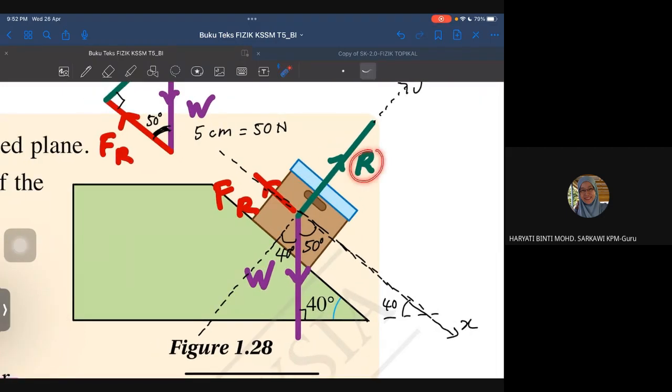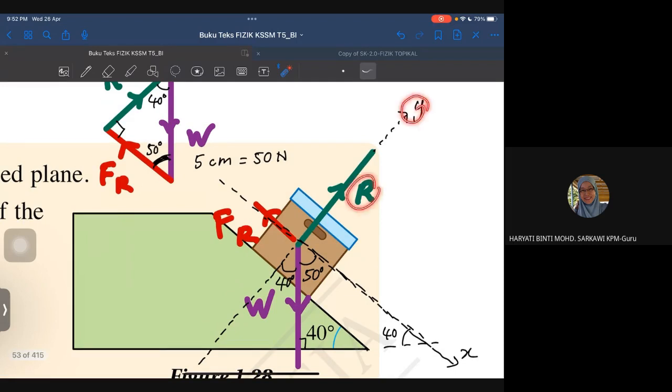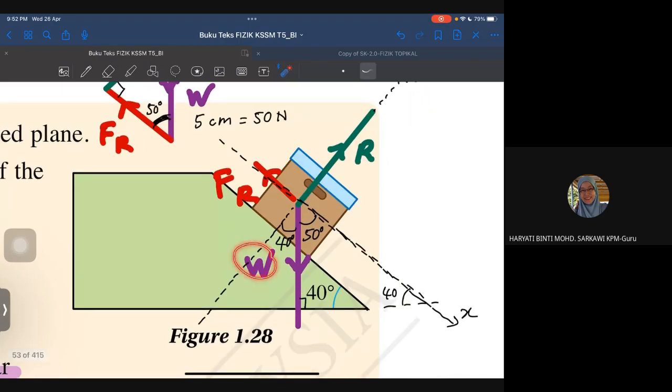Right. Now you can see that R is following the y-axis. FR is following the x-axis, horizontal, following the inclined plane. So you don't have to resolve R because it only has a y component, and FR you also don't need to resolve because it only has an x component. What you need to resolve is this W. So you can resolve W to determine this component.